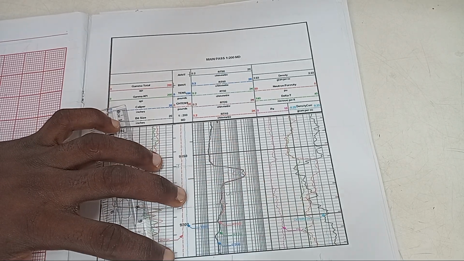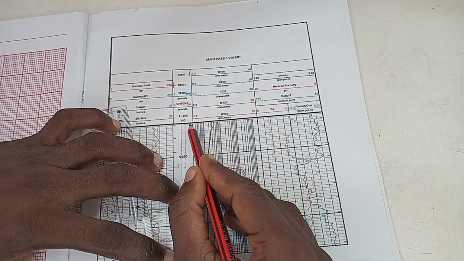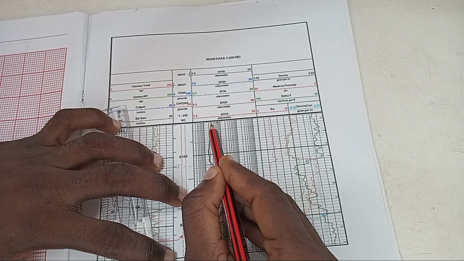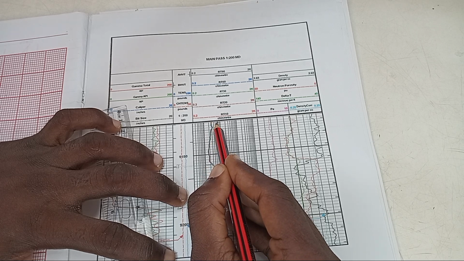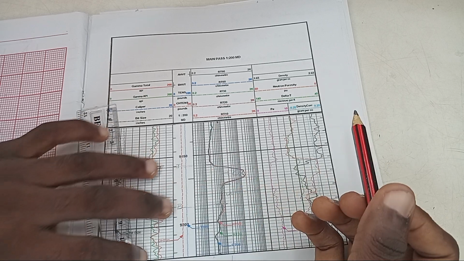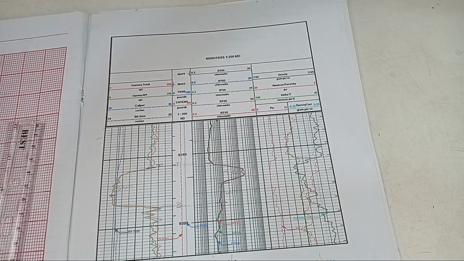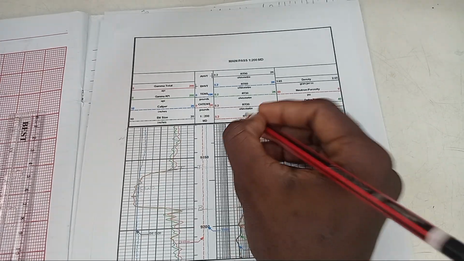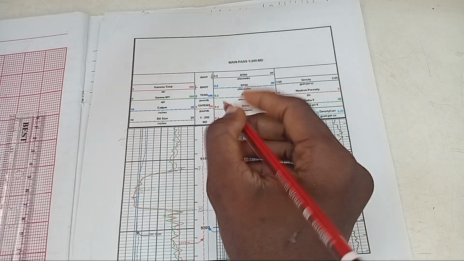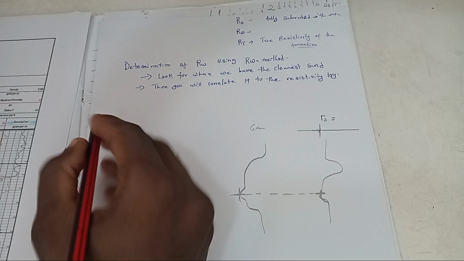So remember that here is 0.2, here is 2, then 2, 3, 4, 5, 6, 7. Can you see that? So here at this point is our 7. That's why you need to know how to read your scale.